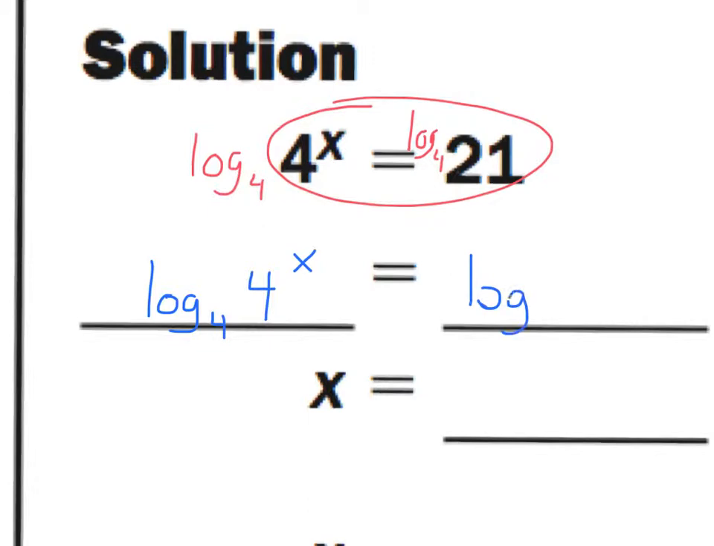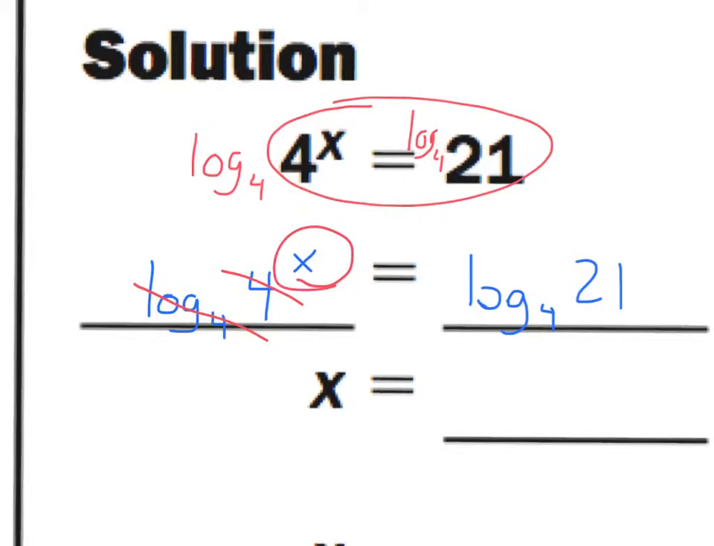Log base 4 of 21. I thought the whole point of log was to get rid of the x up there. Exactly. Oh, it will. Watch. What happens? The question was, I thought the point of log was to get the x by itself, which it does. What happens to the log and the 4? They drop out. So I have x by itself.